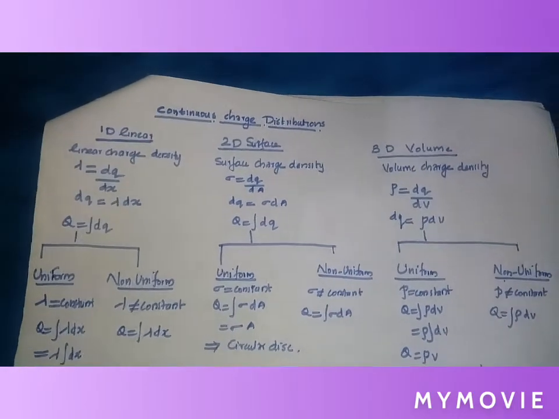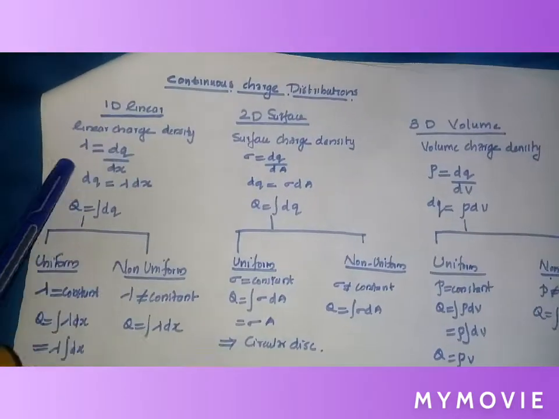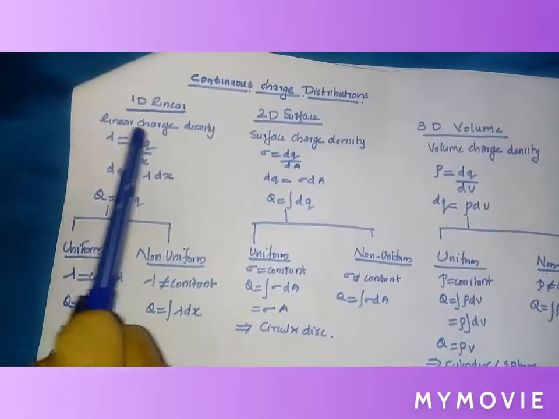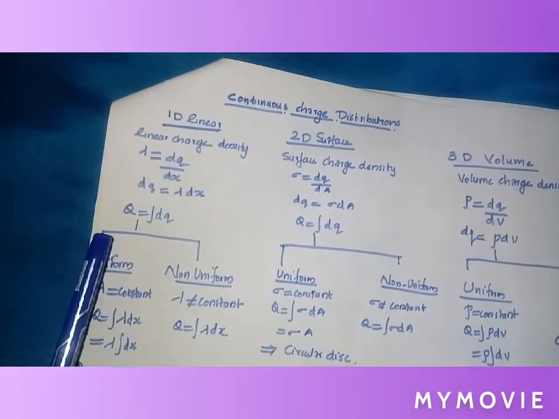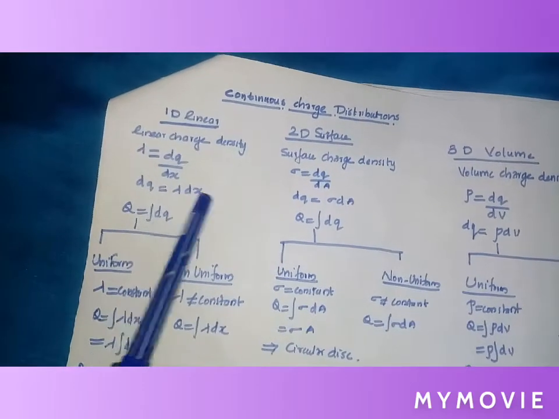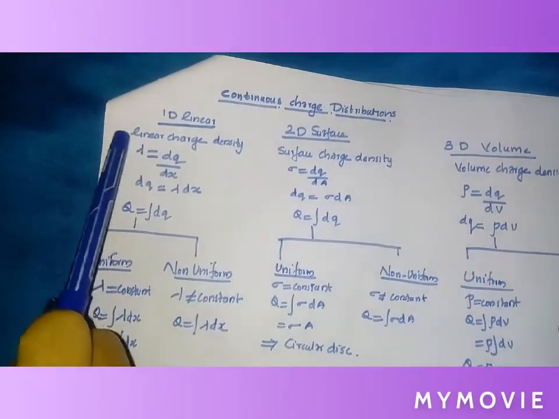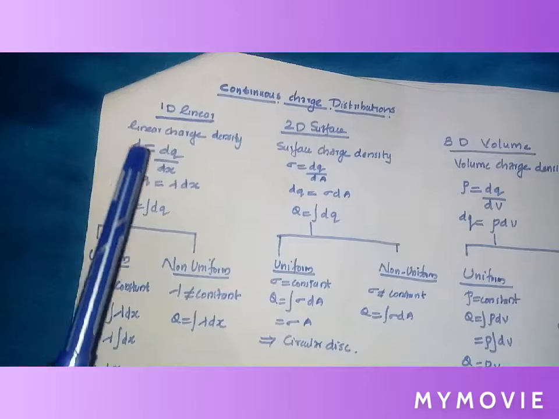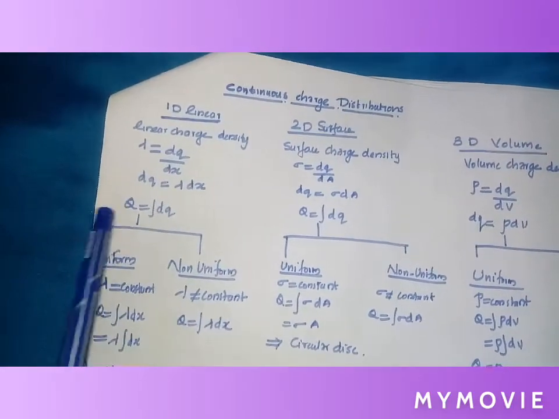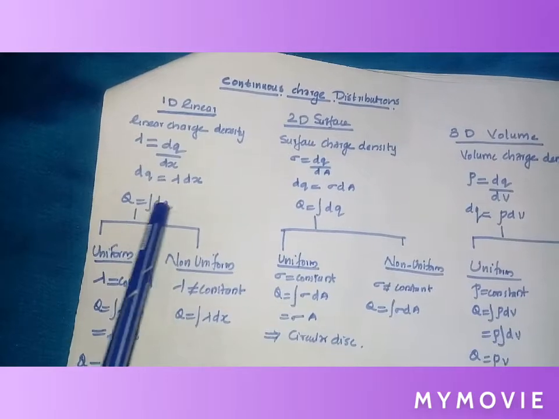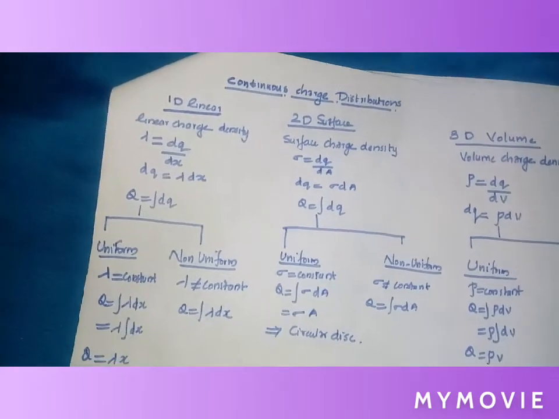First, linear charge distribution, in which we have linear charge density, that is lambda is equal to dq by dx. dq is equal to lambda dx. Linear charge density is represented by lambda, that is equal to dq by dx. From that we know that the total charge is given by integral dq, that is integral lambda dx.